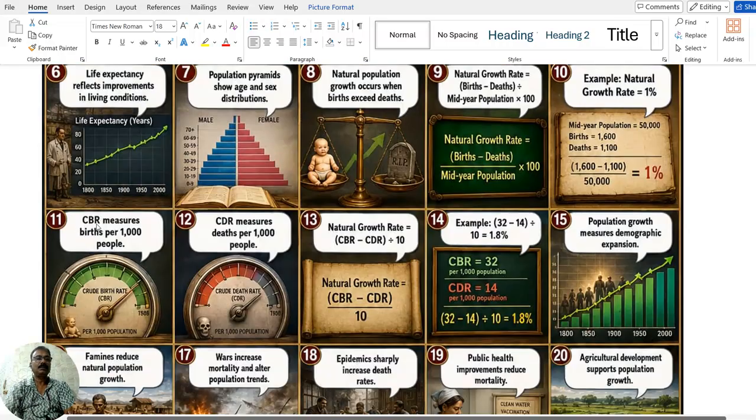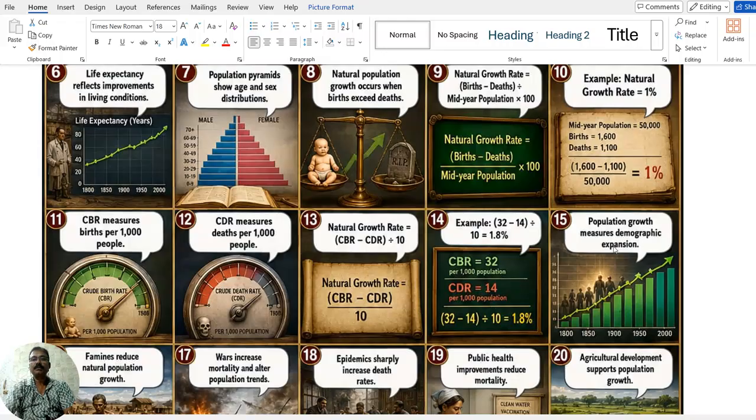Similarly, this formula can be improved in this way. Crude birth rate measures births per 1000 people. Similarly, crude death rate measures deaths per 1000 people. So if we get this data, the natural growth rate equals crude birth rate minus crude death rate, divided by 10. For example, suppose the crude birth rate is 32 per 1000 population and the crude death rate is 14 per 1000 population. So the population growth equals (32 minus 14) divided by 10, equals 1.8. In this way, we can calculate the natural growth rate of population.